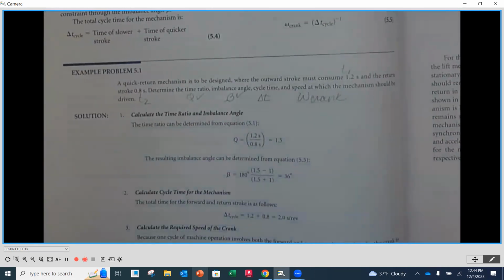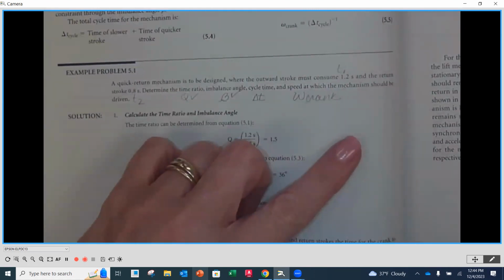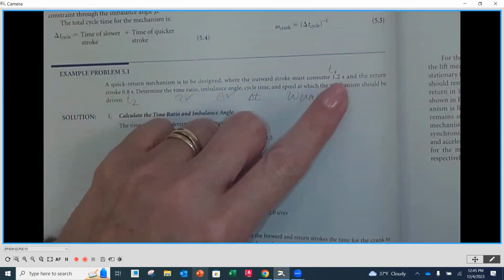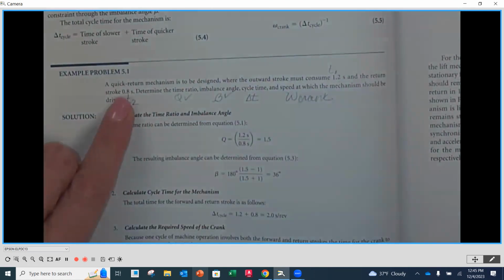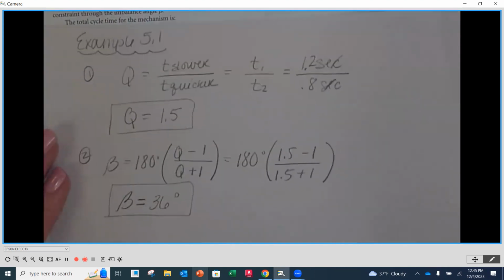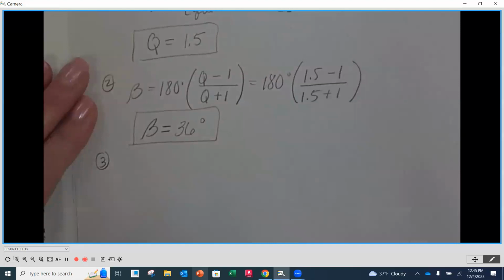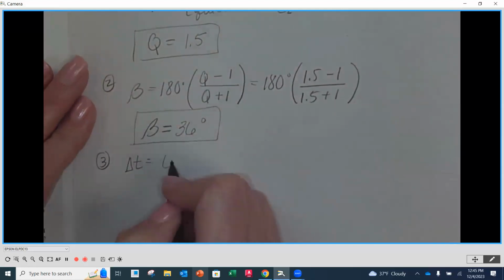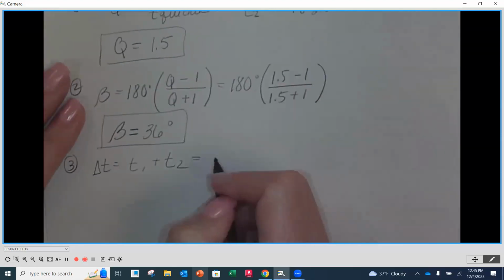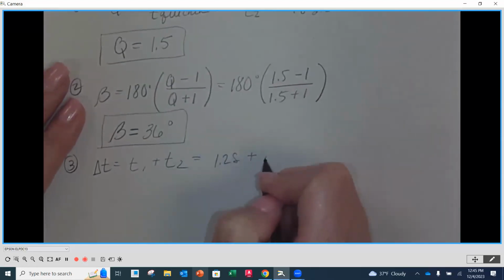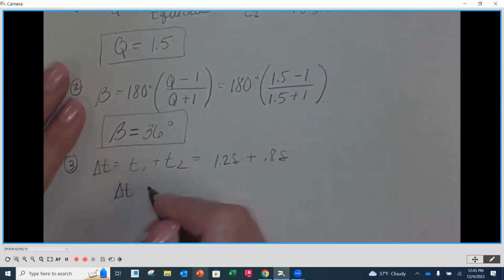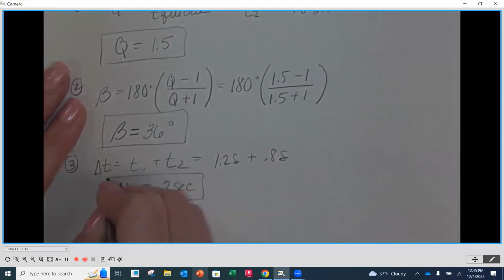All right, so moving on to the cycle time. The cycle time is the amount of time we need to perform the motion. In this problem, the two motions we have are the 1.2 seconds on the outward, and then the 0.8 seconds on the inward or the return. So the total cycle time is adding those two together. So step number 3 here is change in T equal to T1 plus T2. So we have 1.2 seconds plus 0.8 seconds, which is 2 seconds.